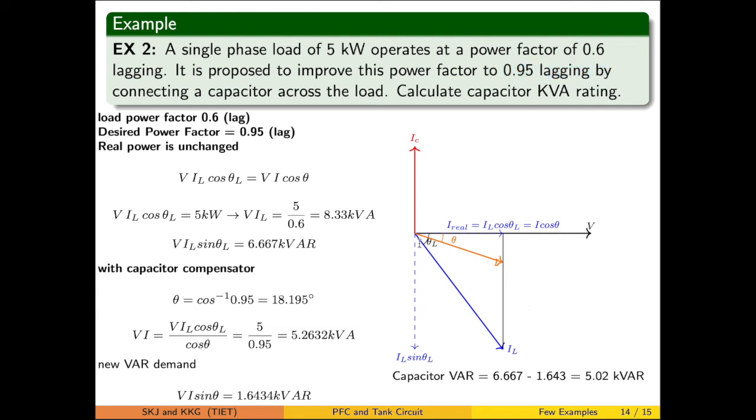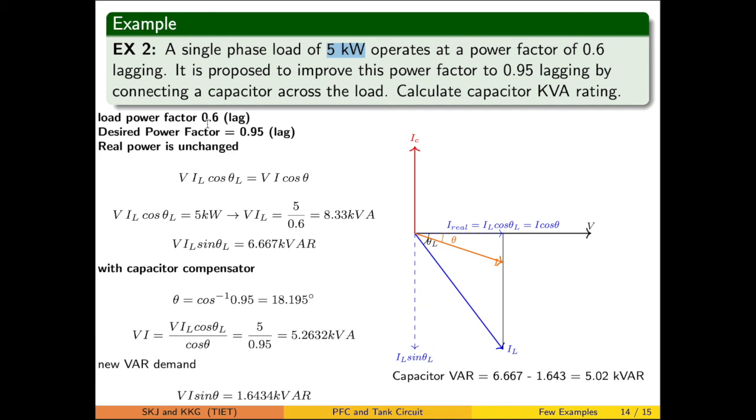So here, this is the original situation, corresponding to the 0.6 lagging power factor. This is corresponding to the 0.95 lagging power factor, which results after having a compensator of IC level. So the real power is the same. The real power is specified as 5 kilowatt. So that will be V into IL cosine of theta L, which will also be equal to V into I cosine of theta.